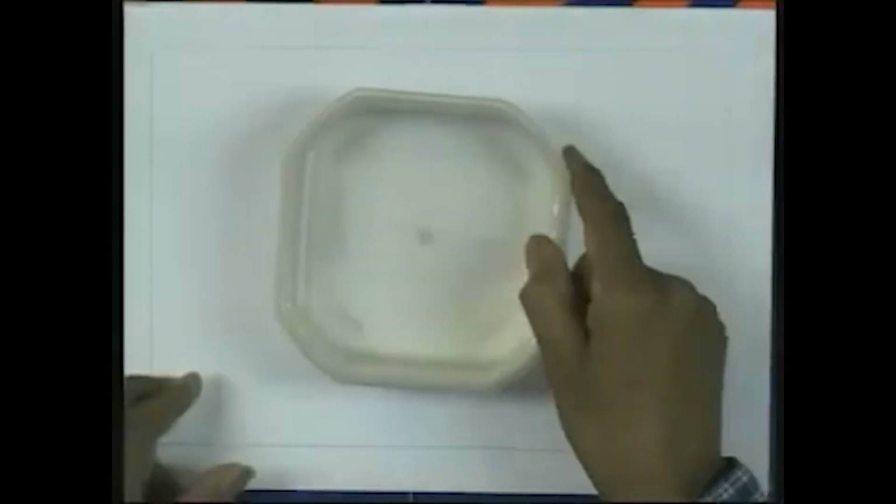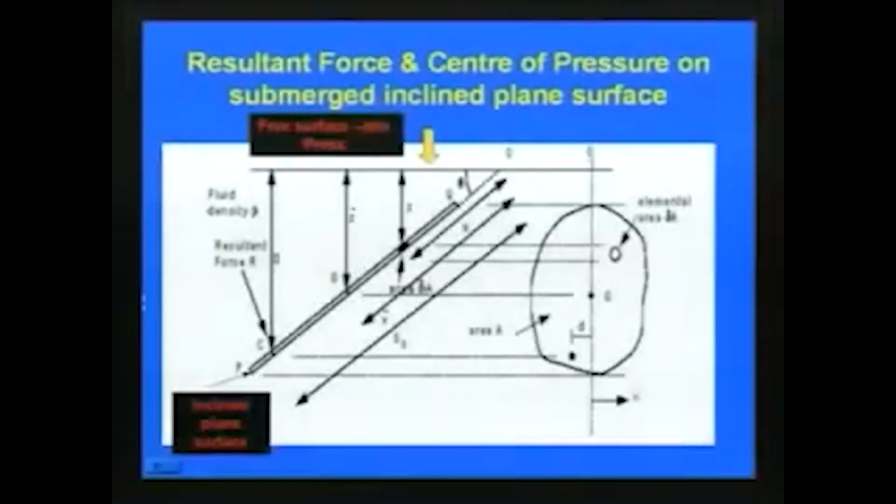In this slide you can see there is a fluid in a tank, and its free surface is at atmospheric pressure. There is an inclined plane, the fluid density is rho, and we are considering an elemental area delta A. The total area of the inclined plane is A, and we want to find the resultant force and the center of pressure.